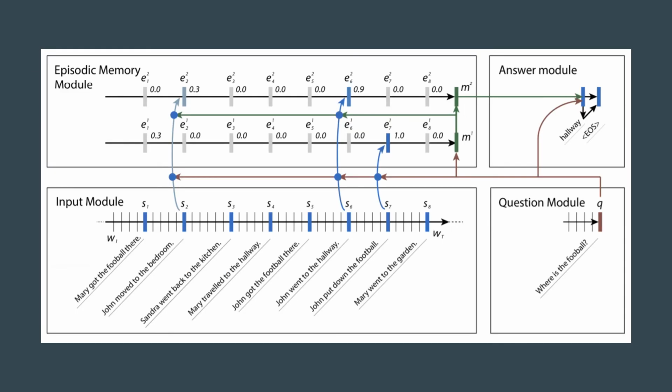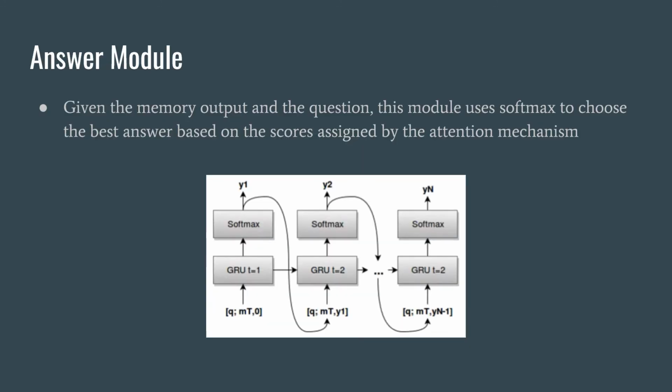Here's another overview of the network. As you can see in the first episode, the attention is on "John put down the football," but this fact does not contain the answer. In the second episode, the network knows to look for John and is able to find where he was when he put down the football. The answer module is fairly simple, using softmax over the memory output to determine the most likely answer based on the attention mechanism scores. The most likely answer is represented using a probability.